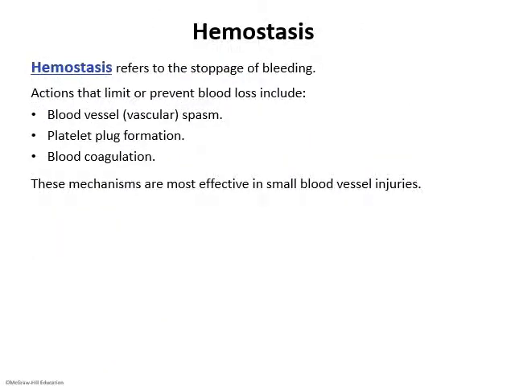Okay, so hemostasis is the stoppage of bleeding. There's 3 different steps to hemostasis. The first is a vascular spasm, so the blood vessel spasms, making the lumen more narrow and blood loss decreases. Then comes the formation of a platelet plug, and then lastly is blood coagulation. These are effective in small blood vessel injuries, not if you have major injury to your arteries in your neck or your chest. It won't work well enough for those.